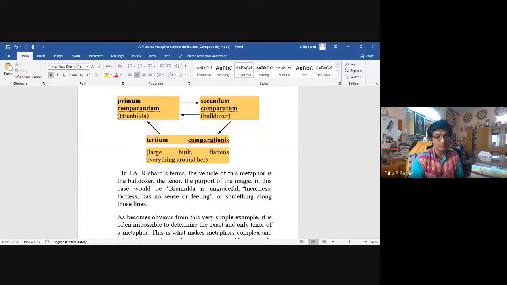Is that the sense that bulldozer is changing the mentality? You can read that. Yes.